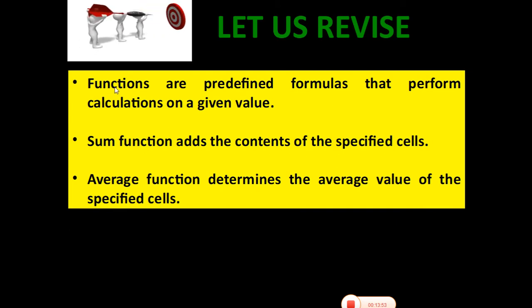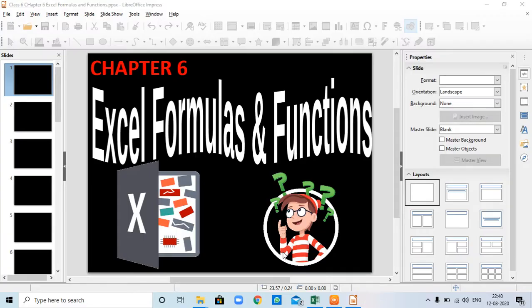Now next, functions are predefined formulas. Functions like the sum function, average function, minimum function, max function, today function, these are all functions. Functions are predefined formulas that perform calculations on a given value. Next, the sum function adds the contents of the specified cells. And the last is the average function, which determines the average value of the specified cells.